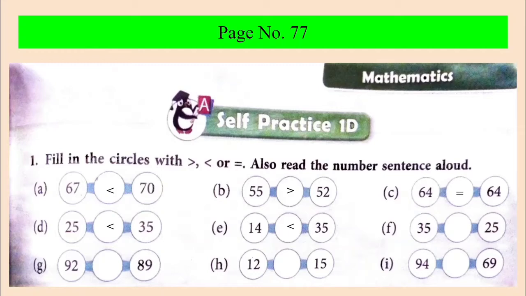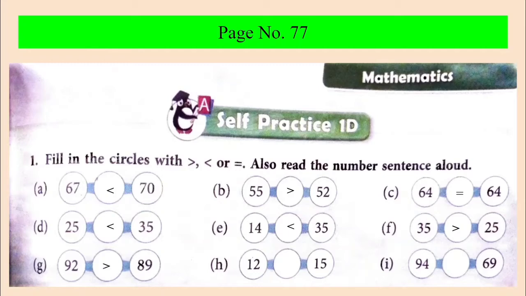Now look at the F part. Here we have the numbers 35 and 25. Now which numbers are in the tens place? 3 and 2. We will compare 3 and 2. We know that 3 is greater than 2. So we can say that the number 35 is greater than 25. And we will put a greater than symbol here because 35 is the greater number than 25.